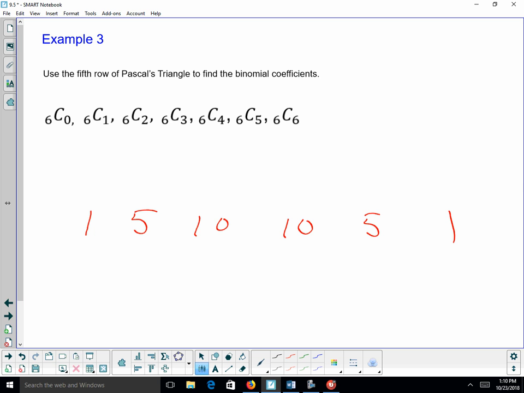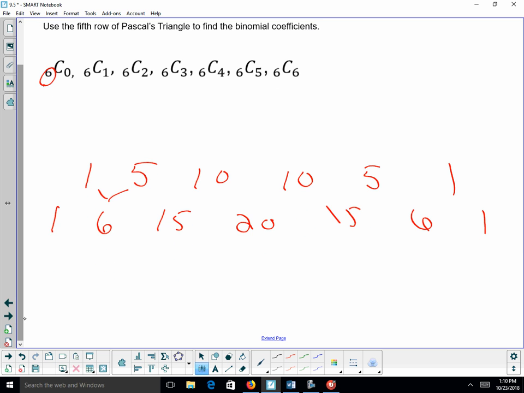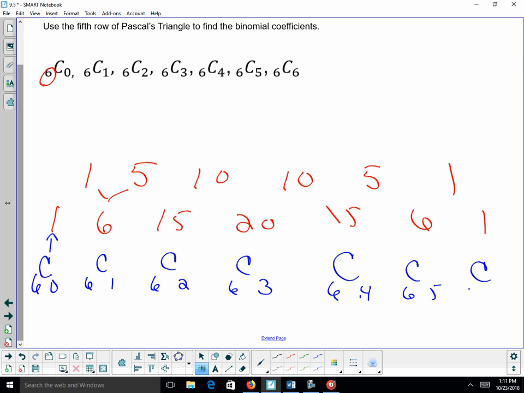So what I'm going to do is, this is to 6. So I'm going to start with a 1, 6, 15, 20, 15, 6 and 1. What that means is this combination 6 choose 0 is that 1. Combination 6 choose 1 is a 6. And that pattern continues. So that's how I find the coefficients using the 5th row of Pascal's triangle.